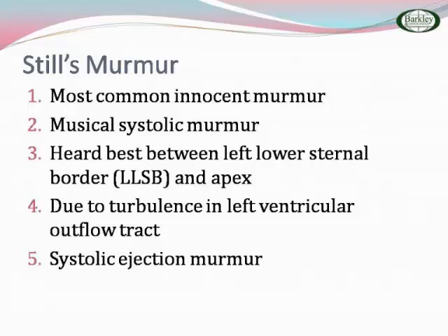Guess how I remember this? LL, left lower, okay? Sternal border in the apex. It's due to turbulence in the left ventricle outflow tract. What in the world is that? That has to do with the left ventricle and the aorta. Turbulence is right there, left ventricle outflow tract, right where the aorta comes into contact. It is a systolic ejection murmur.